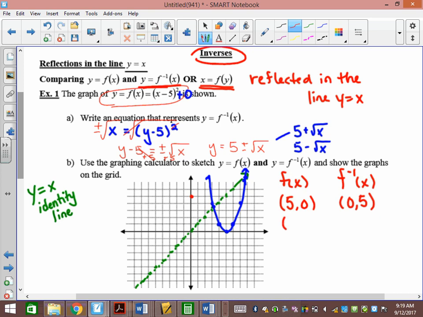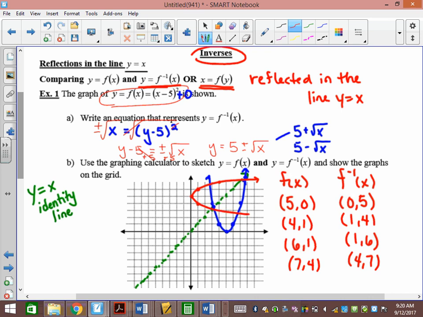Then I have 4 and 1. It's going to become 1 and 4. So that's perfectly reflected about this green line. 6 and 1. It's going to become 1 and 6. So that's completely reflected along it, same distance. And then this one is 7 and 4. So it's going to become 4 and 7. So they're actual mirror images about that green line. Do you see that?